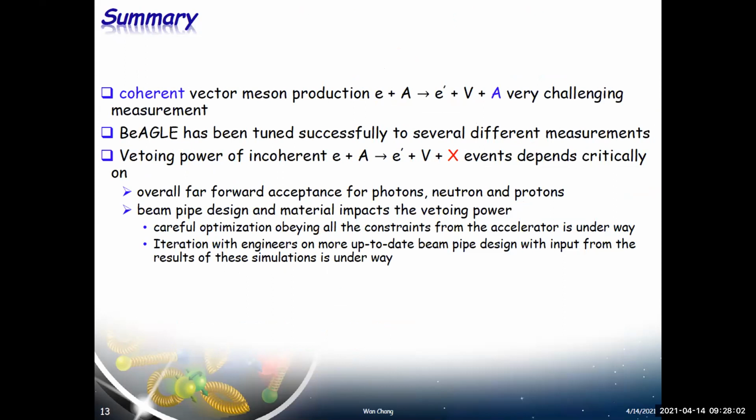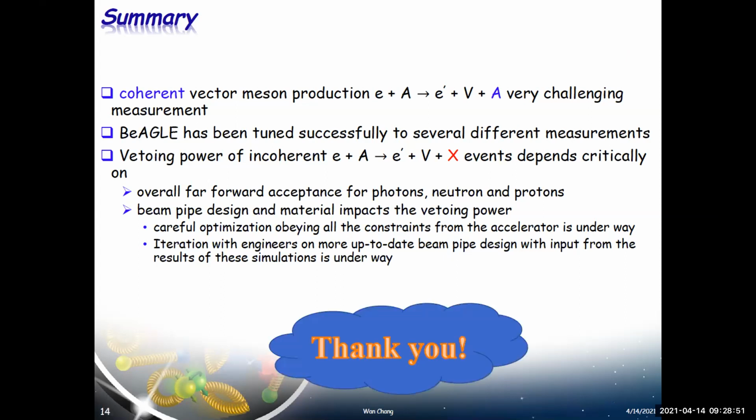At last, I will close with a summary. The coherent vector meson production is a very important but challenging measurement. From the comparison between BeAGLE and the experimental data, it is tuned successfully to several different measurements. The vetoing power of incoherent events depends on the overall far-forward acceptance and the beam pipe design, and the material also impacts the vetoing power. The careful optimization of the calorimeters and beam pipe design is underway. That's all my presentation. Thank you for your attention.